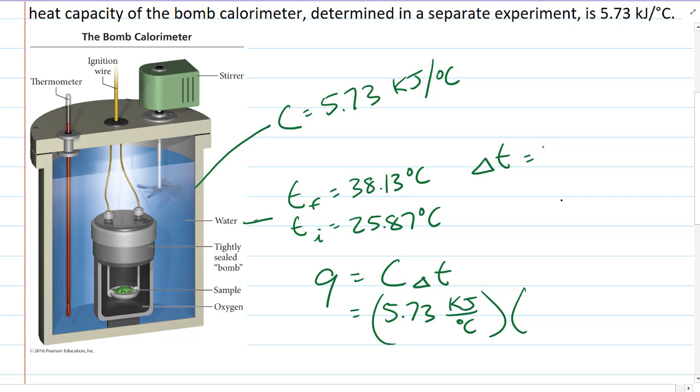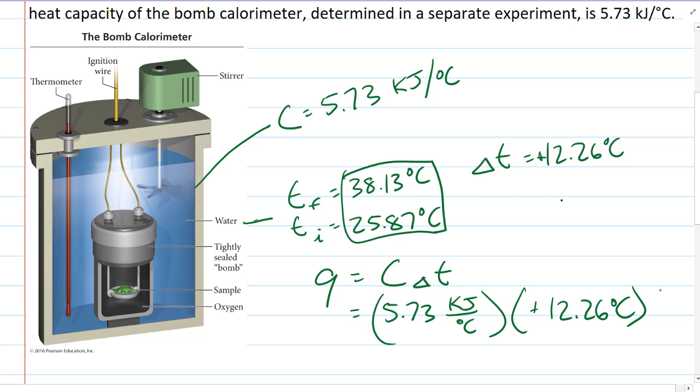We'll subtract the two from each other. And what do we get? 12.26. The label would be degrees Celsius. And is this a positive or negative delta T? It's going to be positive delta T. So it'll be a positive 12.26 degrees Celsius.